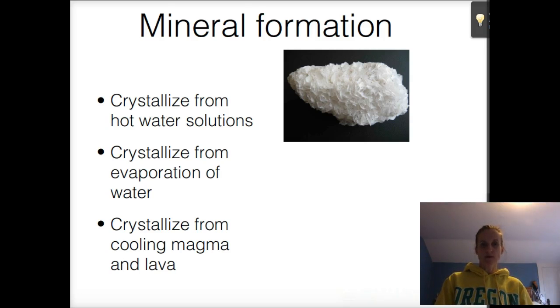So last week we were talking about some characteristics of minerals, and one of those characteristics was that they have a crystal structure. So for the next few minutes, we're going to talk about how those crystals form and what conditions on the planet allow for the formation of mineral crystals.